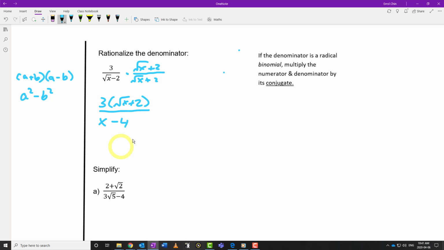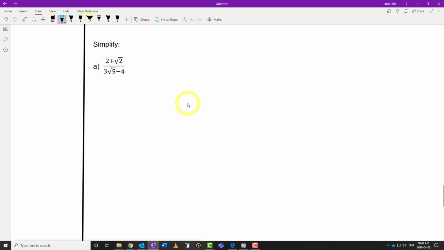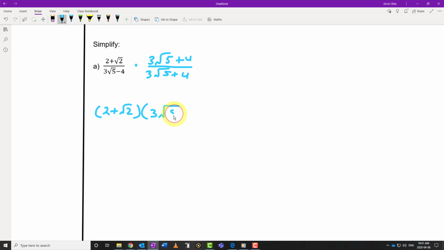Okay, so the last example, if you take a look, 2 plus root 2 over 3 root 5 minus 4. The denominator is 3 root 5 minus 4. I'm going to multiply by the conjugate. This is going to be 3 root 5 plus 4, right? Notice that this is a minus. So 3 root 5 plus 4. 2 plus root 2 times 3 root 5 plus 4. I'm going to take some time out to distribute that.